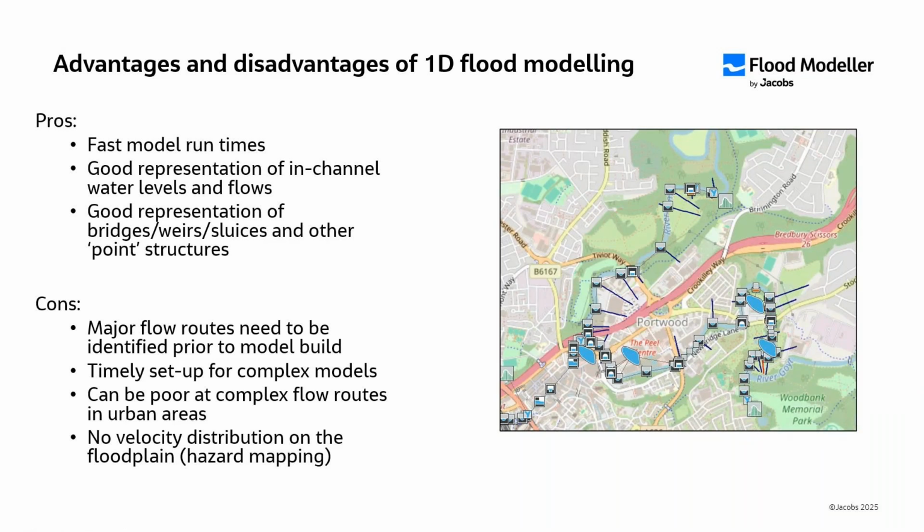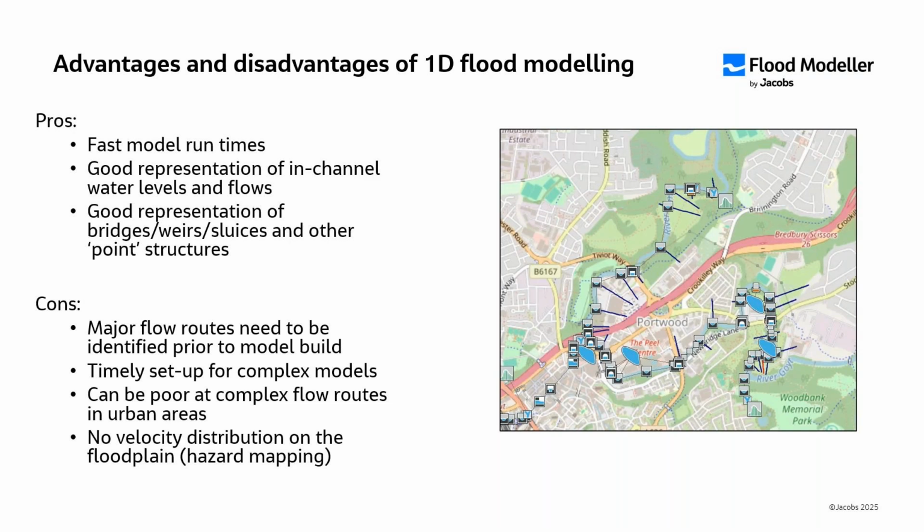And 1D flood models can typically not be as good as 2D flood models at representing complex flow routes in urban areas. So that ties into the fact that I said that 1D flood modeling is really good at modeling river channels, but once stuff starts going out into the floodplain, it's not so good at representing the interaction on the floodplain around buildings or flood defences or that type of thing.